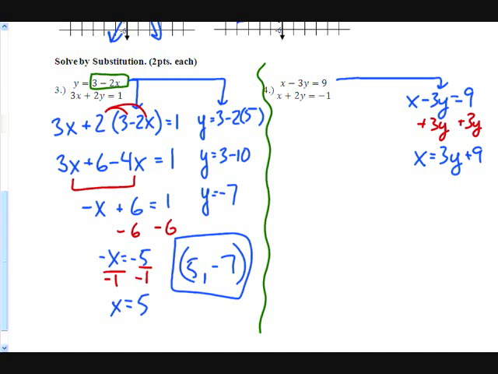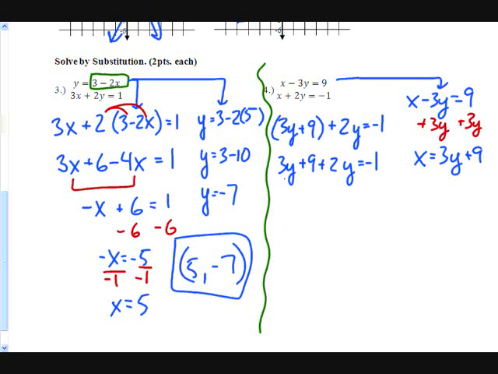So the other equation I had was x plus 2y equals negative 1. But instead of x, let me write it this way. It's x plus 2y equals negative 1, but I'm plugging this entire thing, the 3y plus 9, in for x. And really, I don't need the parentheses there, but it's just a nice way to show me plugging it in.